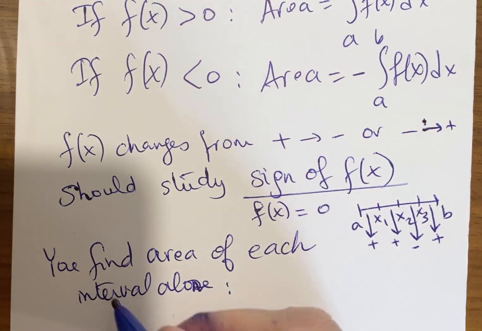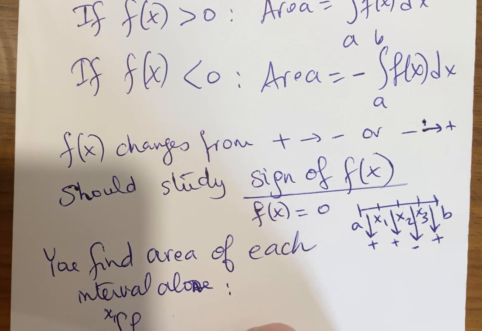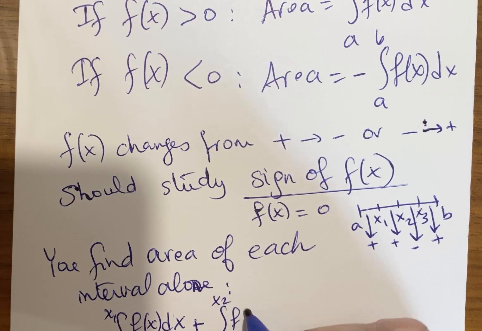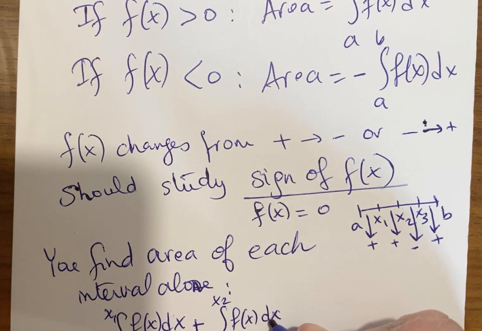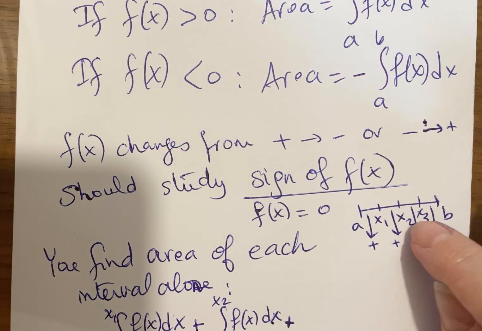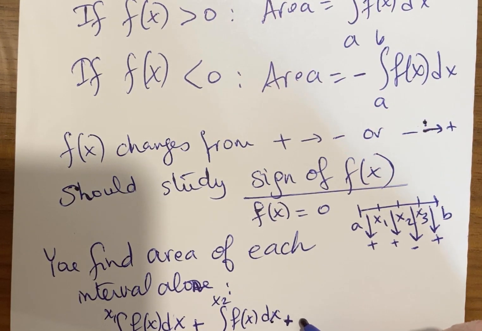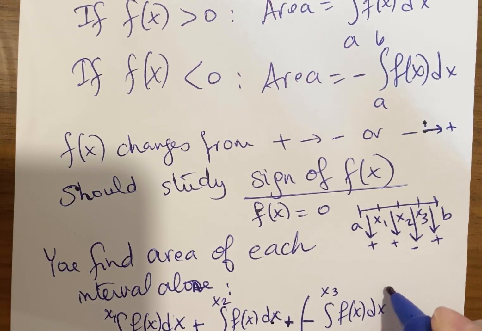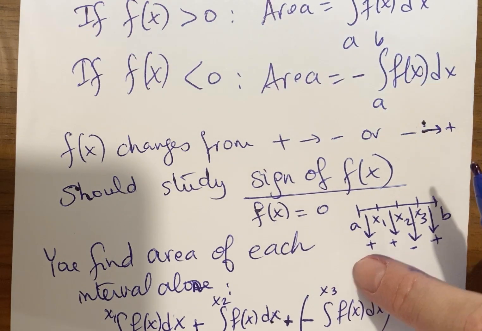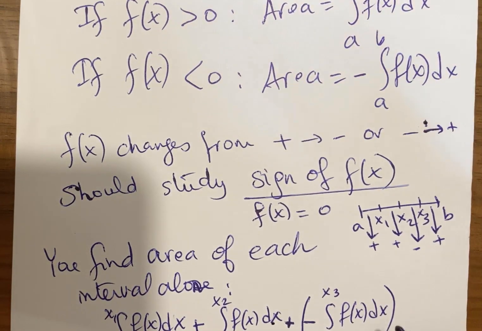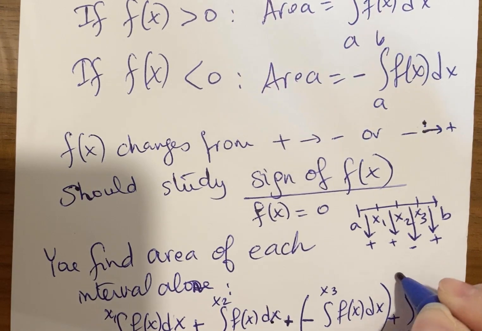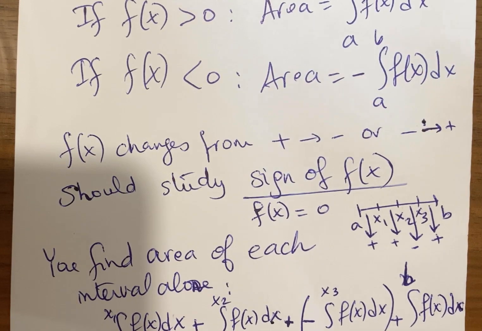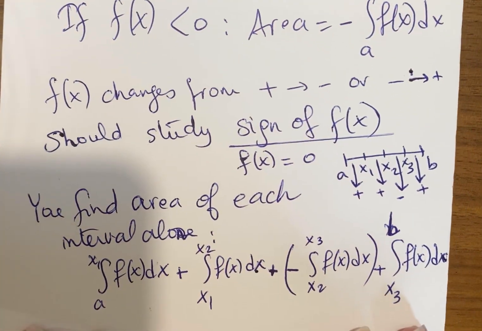So you do integral from a to x1. Since it's positive, you do integral f of x dx. Then integral from x1 to x2. Since f is also positive, you do the integral normally. Plus, from x2 to x3, the function is negative. So what will the area be? Minus the integral from x2 to x3 of the function. Because the function is negative, the integral will be negative, the area has to be positive. And then integral from x3 to b, which is x4, the last one. Since the function is positive, you do not need to change any sign. And this is the right way of handling areas.